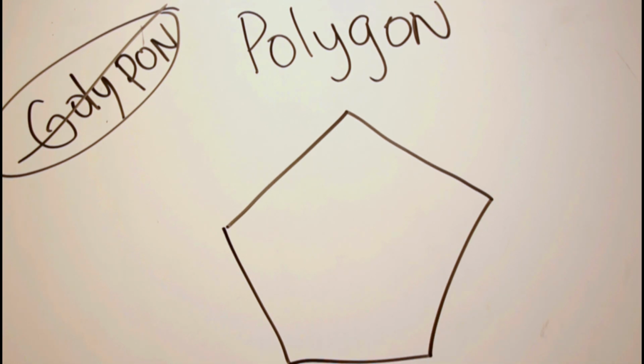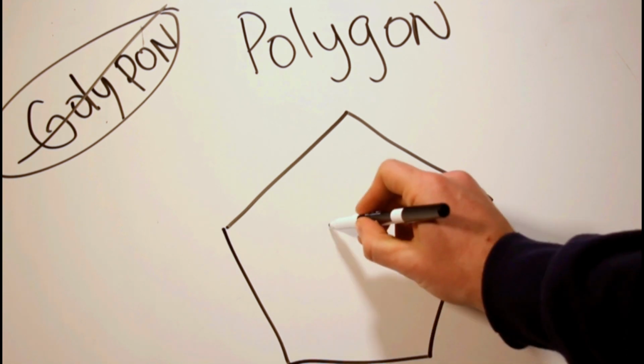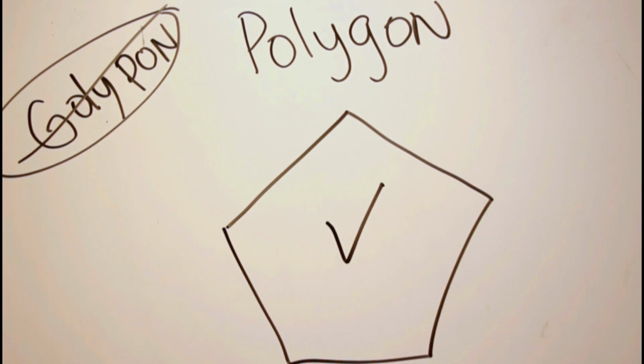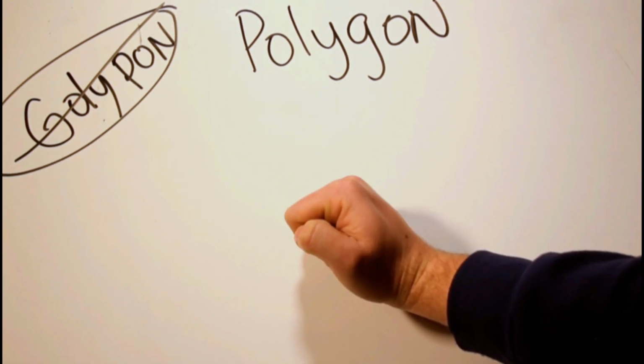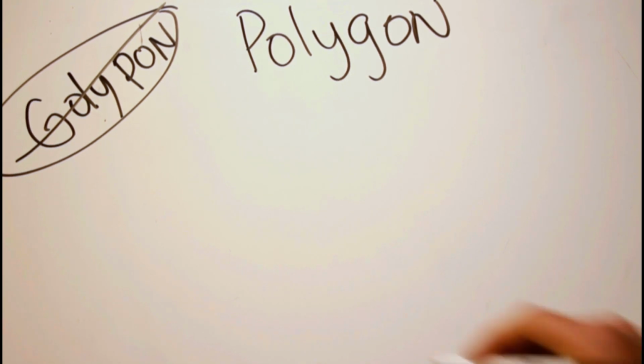There's no openings. And then the third one, are all the sides straight? Well, as best as I could. All right, so this one is also a polygon. So that one also works. Let's get rid of this one. Let's try one more before I feel pretty confident that you can identify polygons. How about this shape?